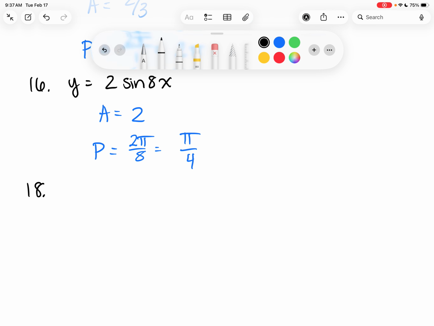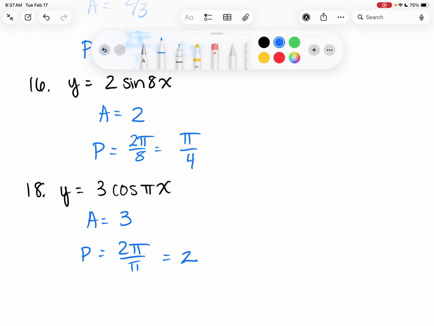Number 18. Y equals 3 cosine of pi x. Amplitude is 3. Period is 2 pi over pi. Pi's cancel. And it's just 2.